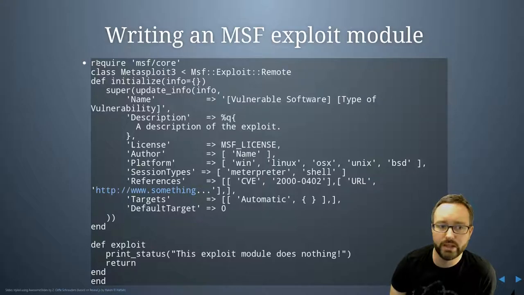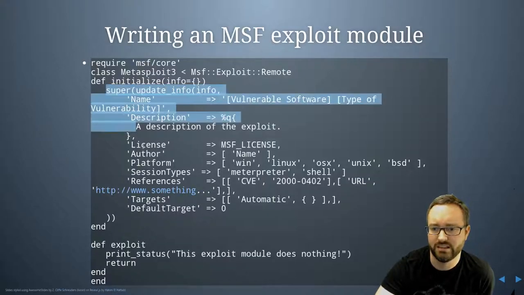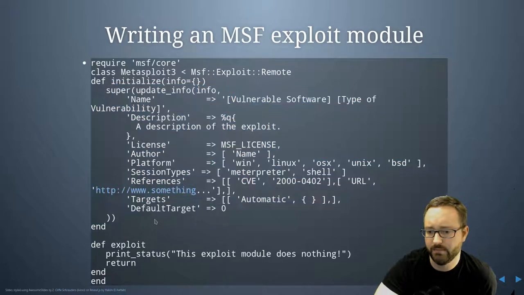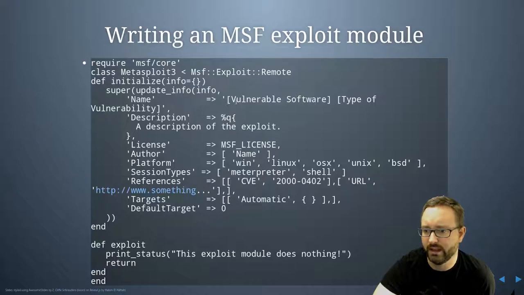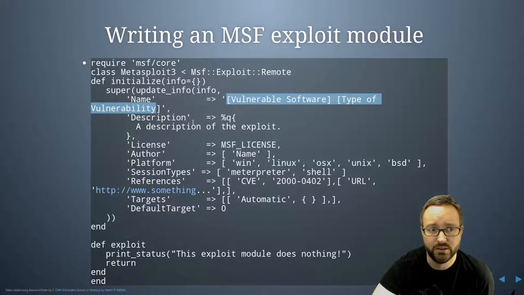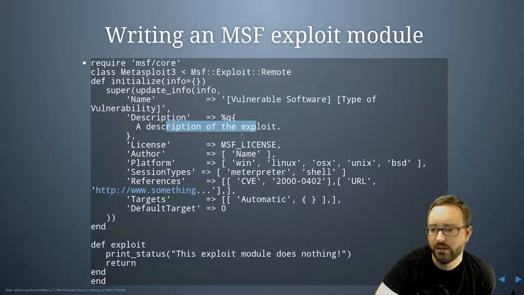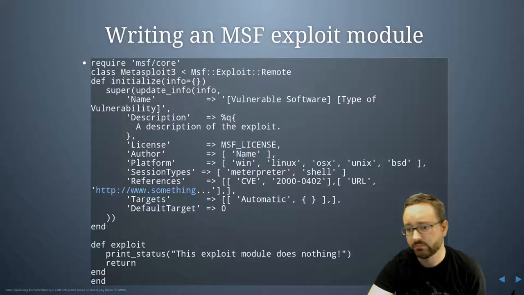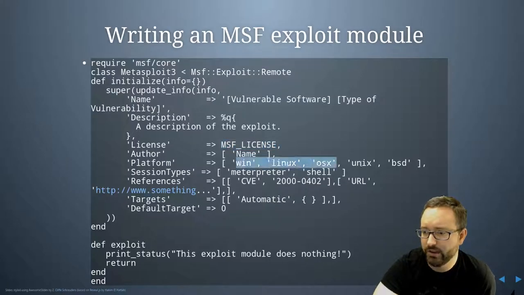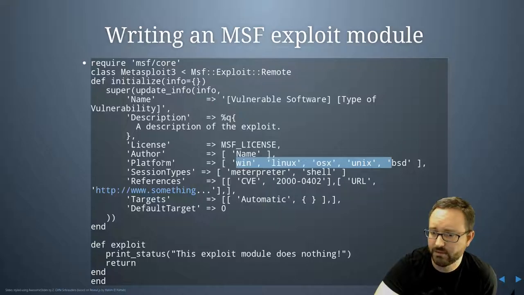So before we even do anything with Metasploit, you see there's this kind of metadata at the top of the Metasploit module that basically allows you to provide information about the name of the vulnerability. You would normally name it based on what software is vulnerable and what type of vulnerability it is. And then you write a description of the exploit, and if someone else discovered the exploit but you're just writing the Metasploit module, then you describe that. There's also a place to write down the authors, a license, and what platform it targets.